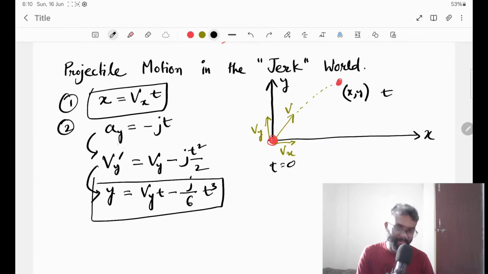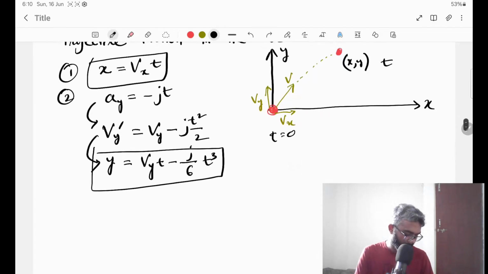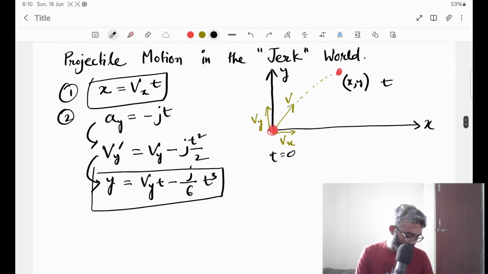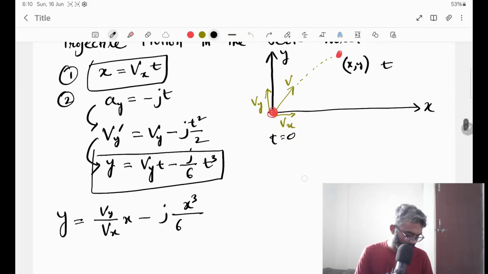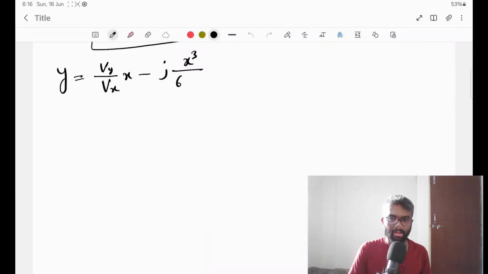So we can find out the value of ay, then integrating 2 times we come to velocity, and finally we come to the y coordinate. And we can combine these 2 equations and eventually we can form this equation. Okay, so as you can see, this final equation that we got for the trajectory of this particle in this jerk world looks like a cubic equation.